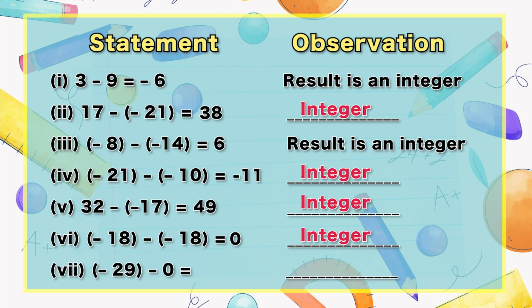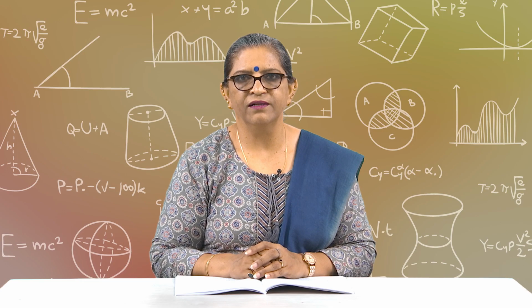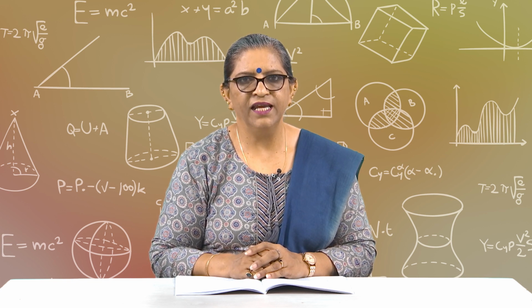Minus 29 minus 0 is minus 29. Here also the result is an integer. What do you observe here? Did you always get an integer? Yes, we always got an integer.